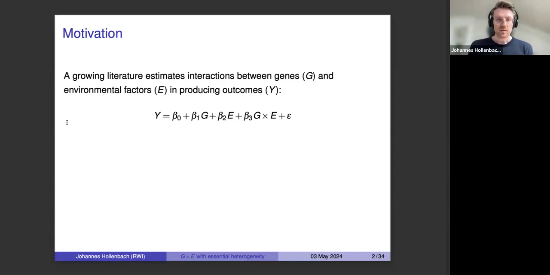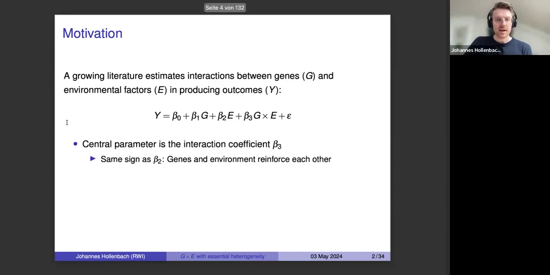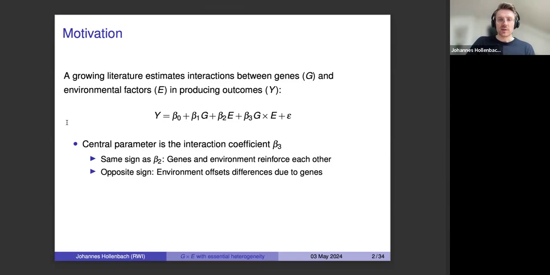The central parameter of the literature is really beta 3, which is the interaction coefficient. Intuitively, if it has the same sign as beta 2, you would probably conclude that genes and environment reinforce each other in their effect on Y. If it has the opposite sign, you could argue that the environment has the potential to offset differences due to genetics. That is a generalization. I realize that, and it depends on how your Y, G and E are defined. But in general, I think it's fair to say.